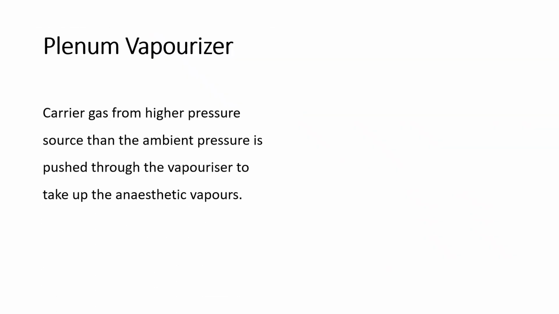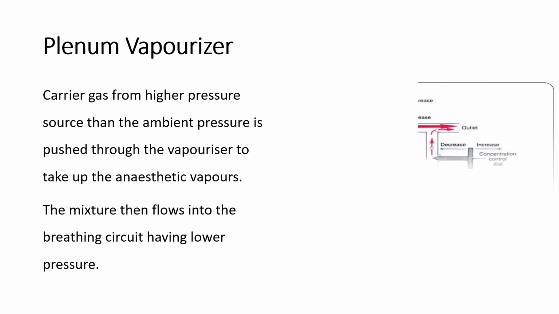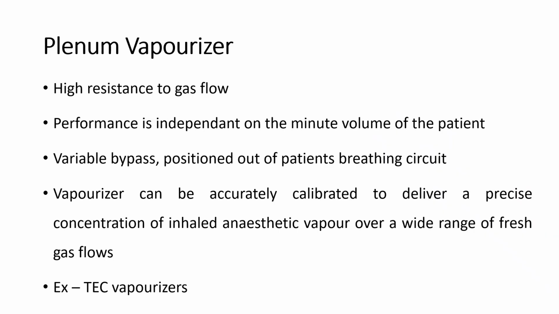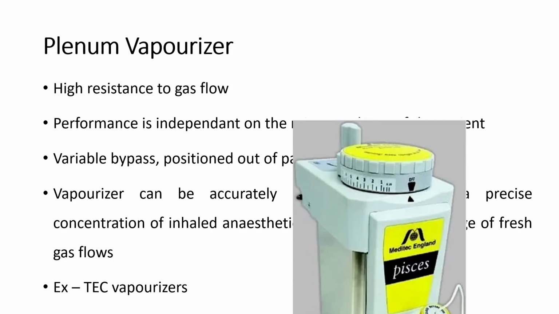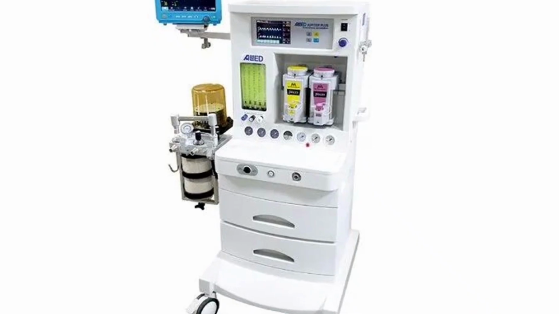Plenum vaporizers: carrier gas from a higher pressure source than the ambient pressure is pushed through the vaporizer to take up the anesthetic vapors. As you may have guessed by now, all variable bypass vaporizers are plenum type. Features of plenum vaporizers: high resistance to gas flow, performance is independent of the minute volume of the patient, variable bypass positioned out of the patient's breathing circuit, and the vaporizer can be accurately calibrated to deliver a precise concentration of inhaled anesthetic vapor over a wide range of fresh gas flows. An example is the Tec vaporizer.